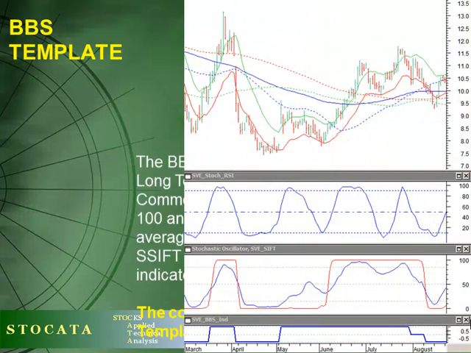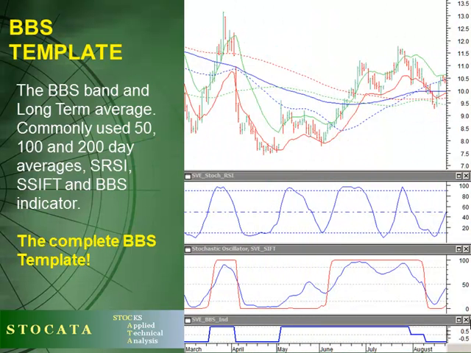What we are missing now to complete our template is the BBS band and related long-term average. And of course a digital BBS indicator would be nice. This chart shows the complete template.